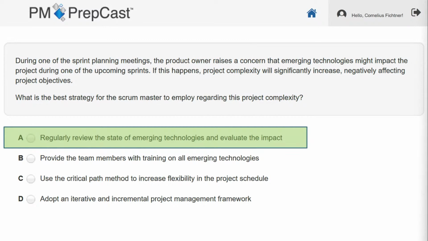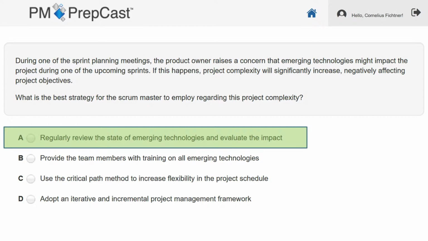Here is the important part about this particular scenario and the sample question. The scenario does not say if the new technology is already available on the market and if it will indeed negatively affect the project. We don't know that yet. All that the product owner did was raise a concern and point to the horizon here, right? Might impact, will significantly if this happens, right? So these are all these ifs, right?